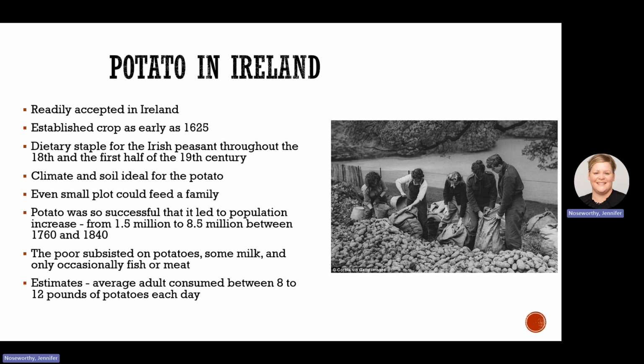Parts of Europe, including Ireland, readily accepted potato as a crop to grow. It became a dietary staple in the Irish diet. They had the best climate conditions and soil that would produce potato very easily, and it could feed a large family. And that was one driver that led to an increase in population. And so even if you were poor, you could eat potatoes and milk and sometimes fish or meat and be able to sustain your diet.